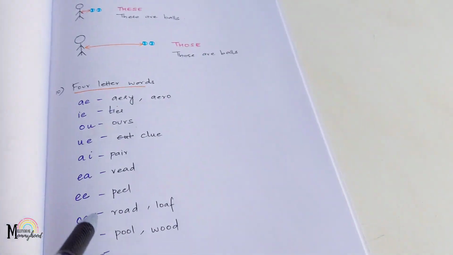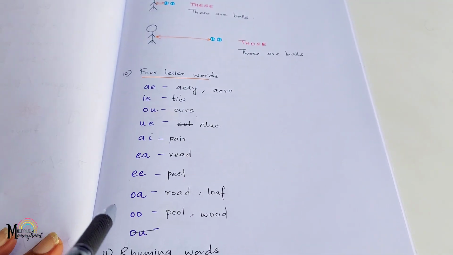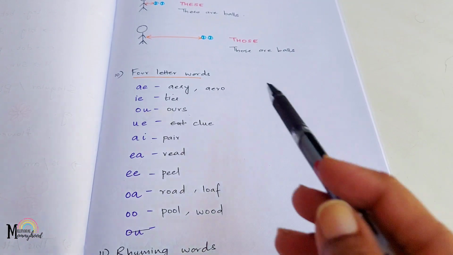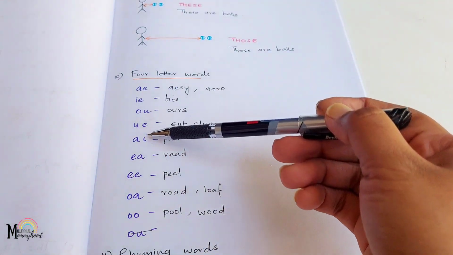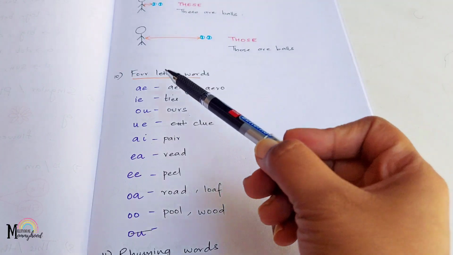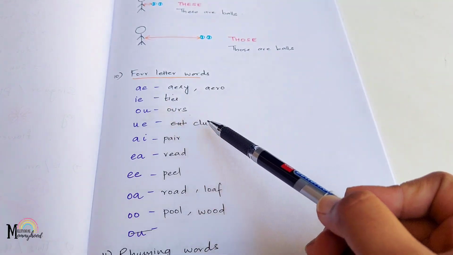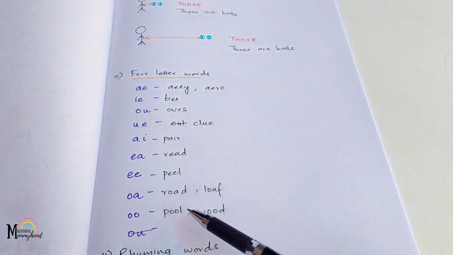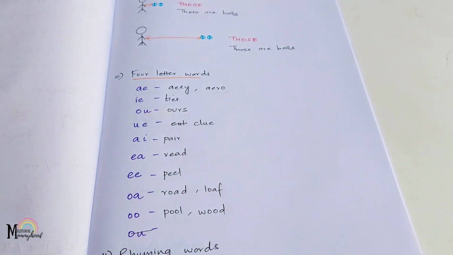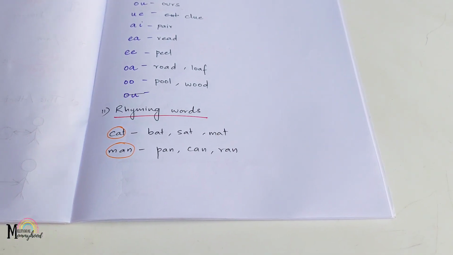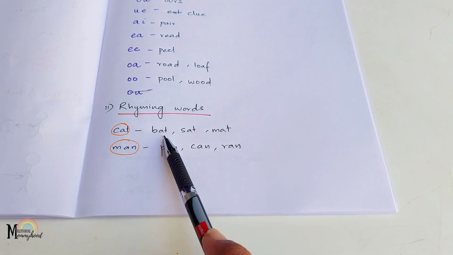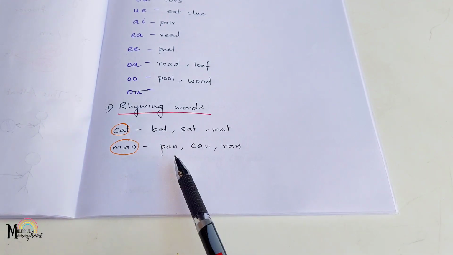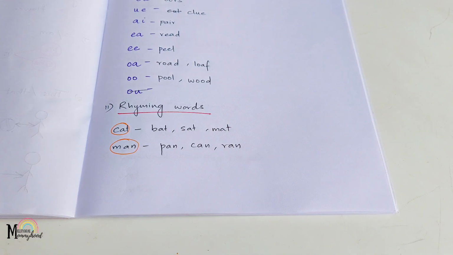The next concept is 4-letter words. Very simple 4-letter words are taught, and this is a way of teaching your child to slowly start forming sentences. So you write different kinds of 4-letter words and you try to help them read them out. So these are the categories under which it is taught: A, E, I, E, O, U, U, E, A, I, E, A, E, E, O, A and O, O. Then comes rhyming words, where for example, for cat you have bat, sat, mat and so on.